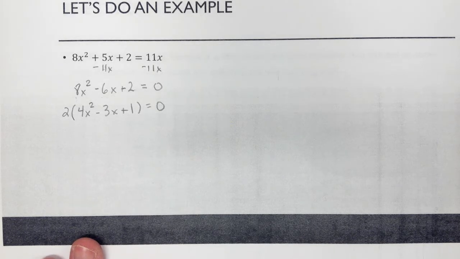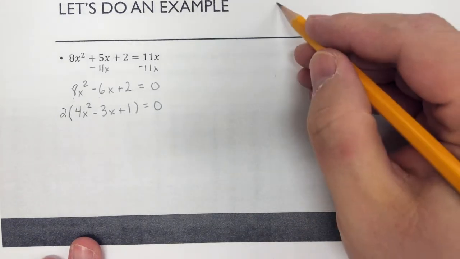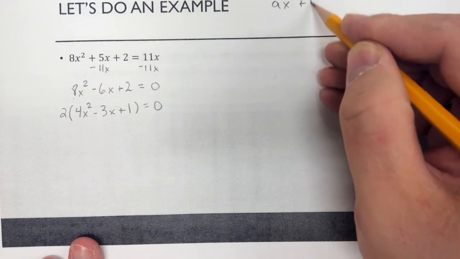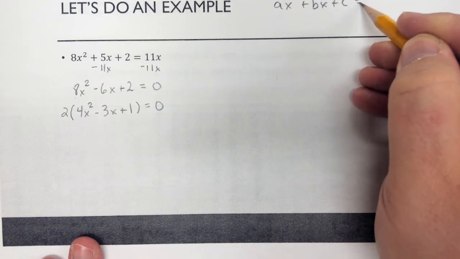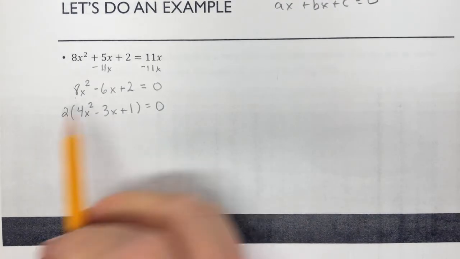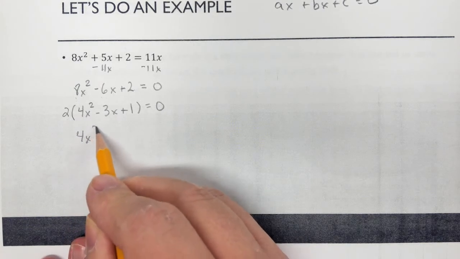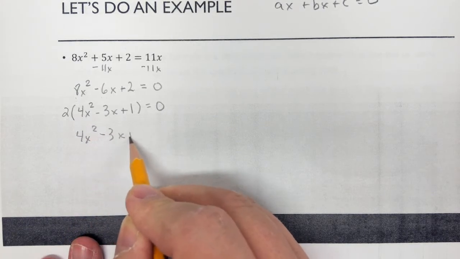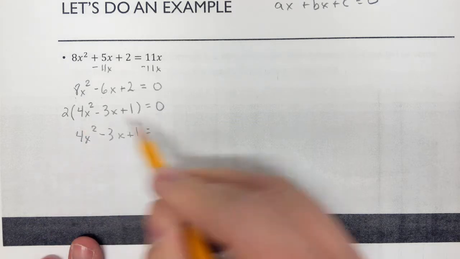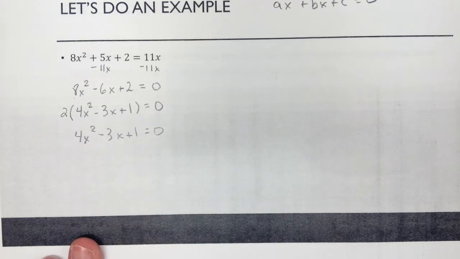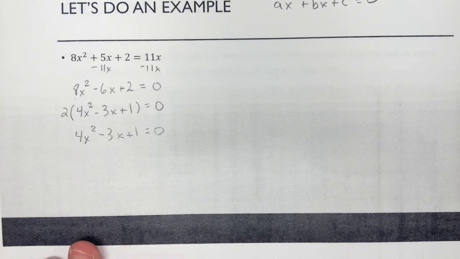You might say, well, Mr. Wicklehouse, this doesn't look like ax squared plus bx plus c equals 0. You're right, it doesn't right now. So I'm going to divide both sides by 2 and get 4x squared minus 3x plus 1. 0 divided by 2 is just 0. Now I can do what I need to do.